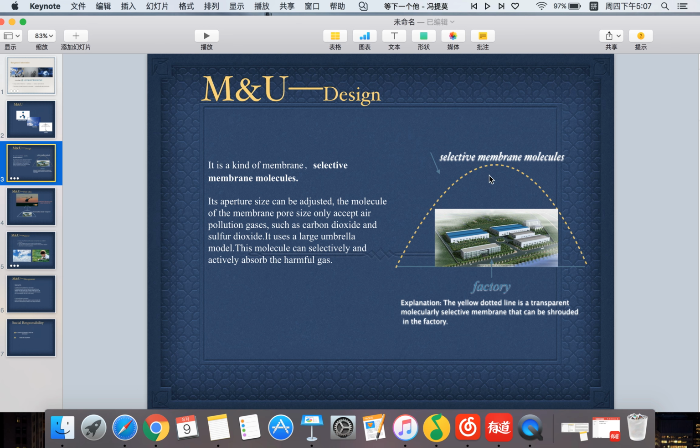So I will introduce this picture or model. This is a factory, and the yellow line is a selective membrane molecule. So when people want to protect or decrease the air pollution from this factory, they can use a selective membrane molecule. And after that, I will give some new ideas for this product.